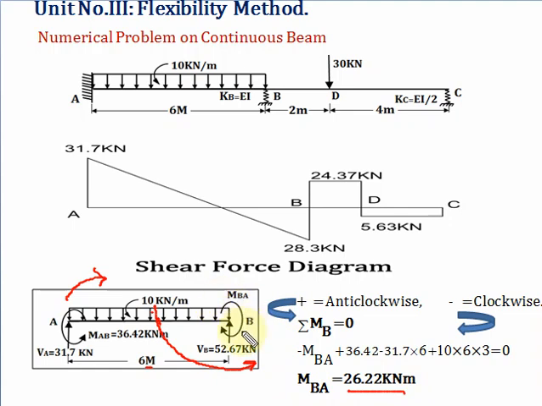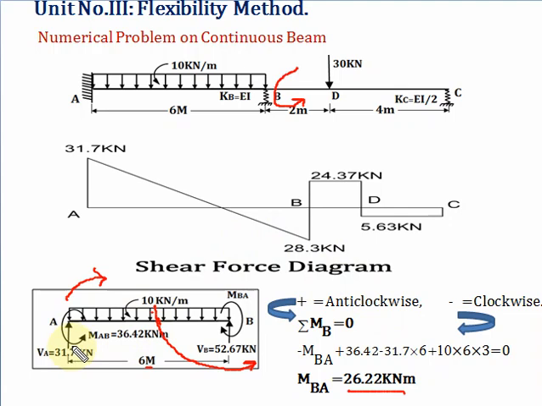Okay, so moment in member BA will be in clockwise direction, and moment in member BC will be in anti-clockwise direction, and the value will be the same, that is 26.2. Okay, so here we have found out the moment in member B. So our next step is to draw the shear force diagram.